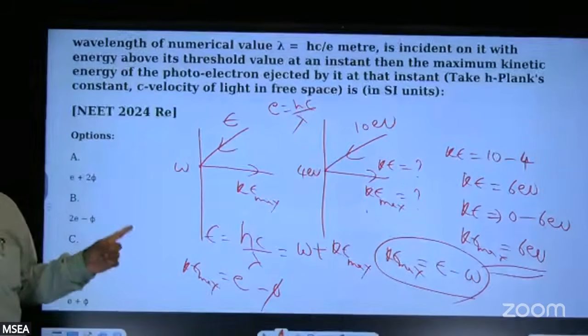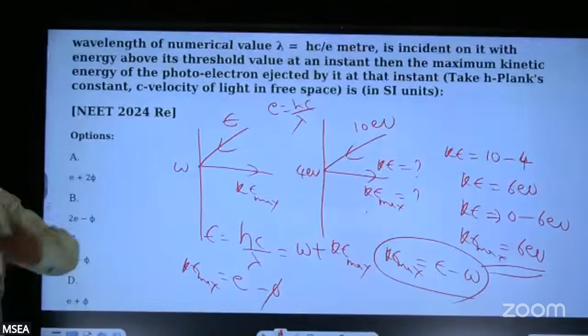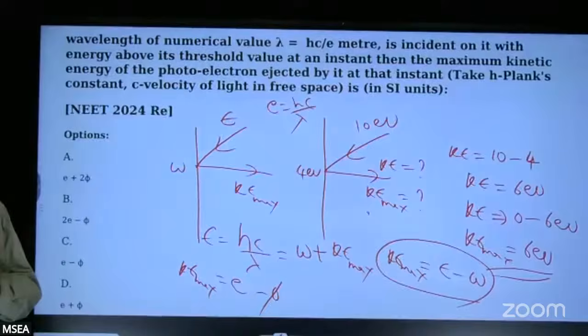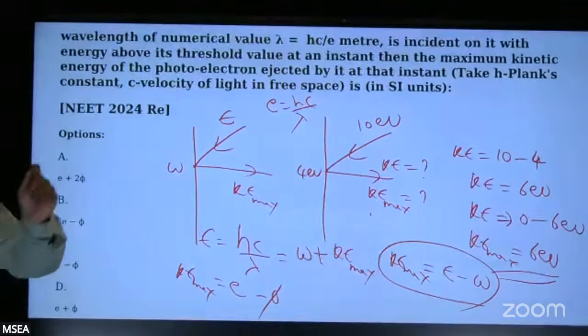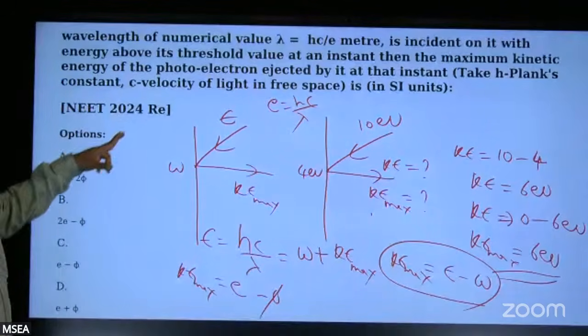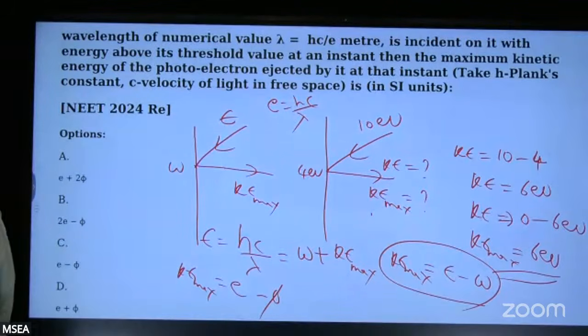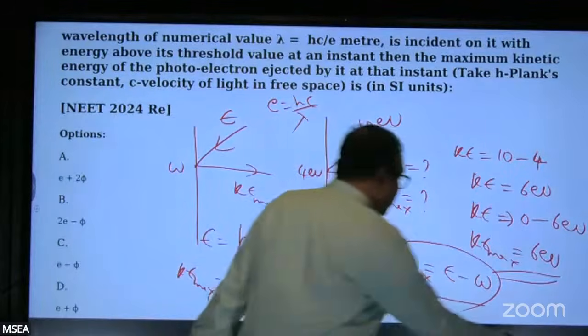Here the most important point you have to remember: whenever they ask for kinetic energy, you must take 0 to that value. Whenever they ask for maximum kinetic energy, you must take only that particular value. You must remember this. The work function should be given as phi. So be careful whenever they ask about maximum kinetic energy or half mv square like this.